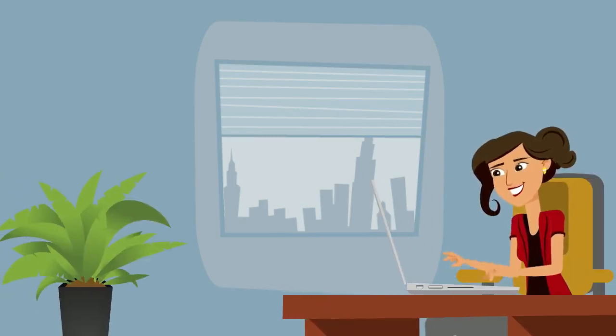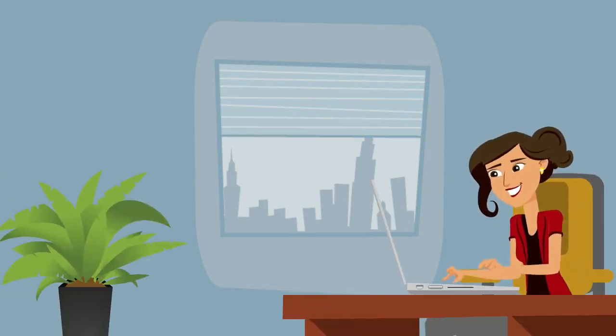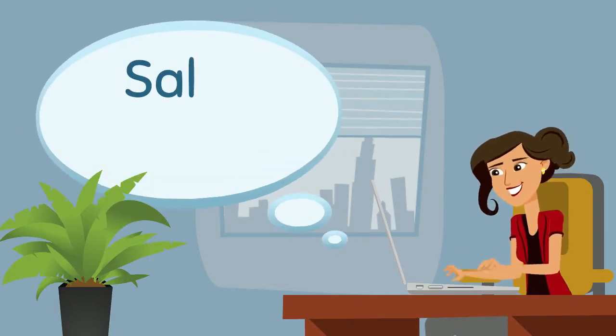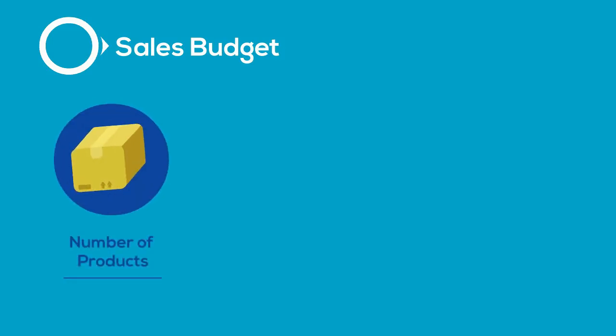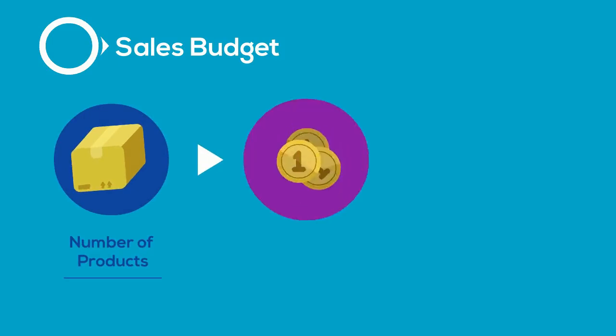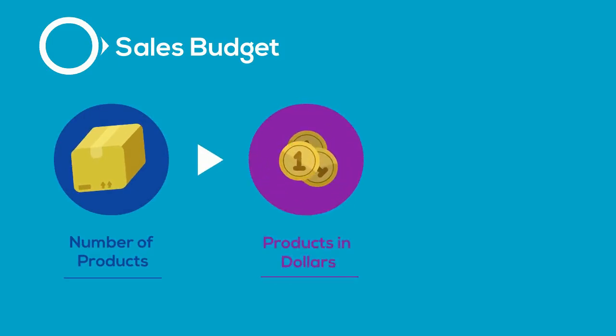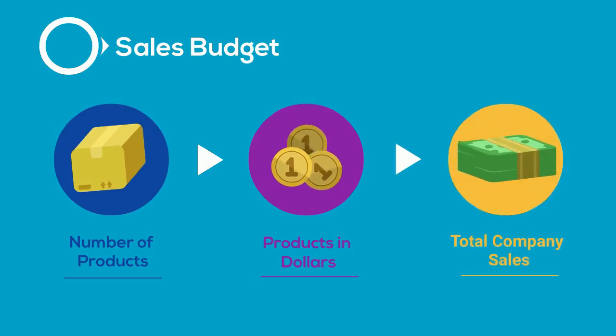Isabella is ready to start making the budgets for the upcoming year. The place to start is with the sales budget. The sales budget details how many products the company expects to sell during the period. It also translates that into dollars by specifying how much we're going to sell these products for and determining the total amount of sales dollars the company expects to earn.